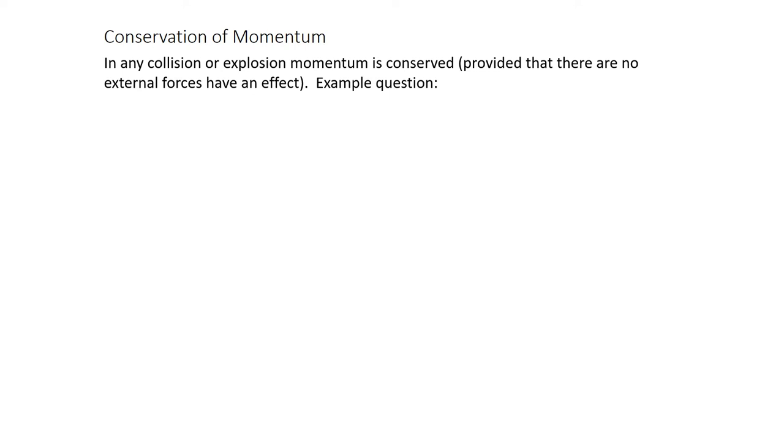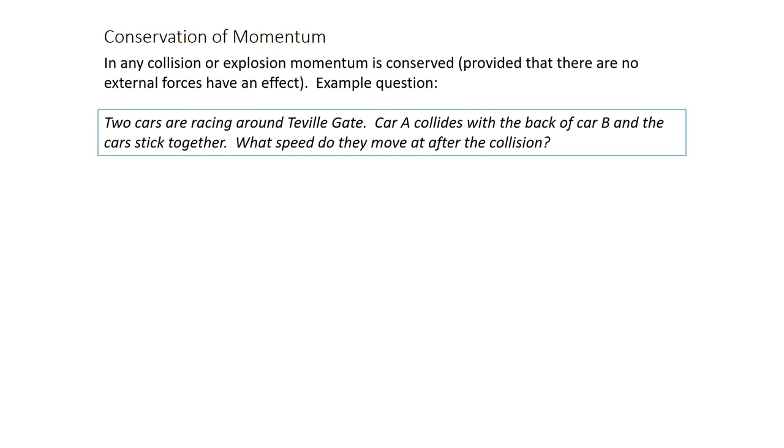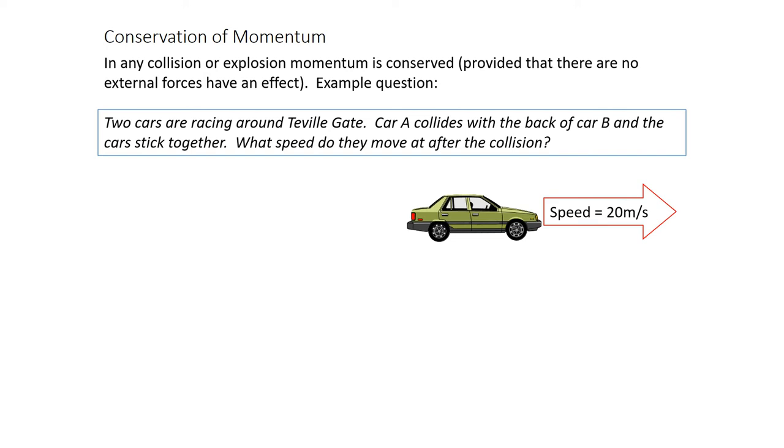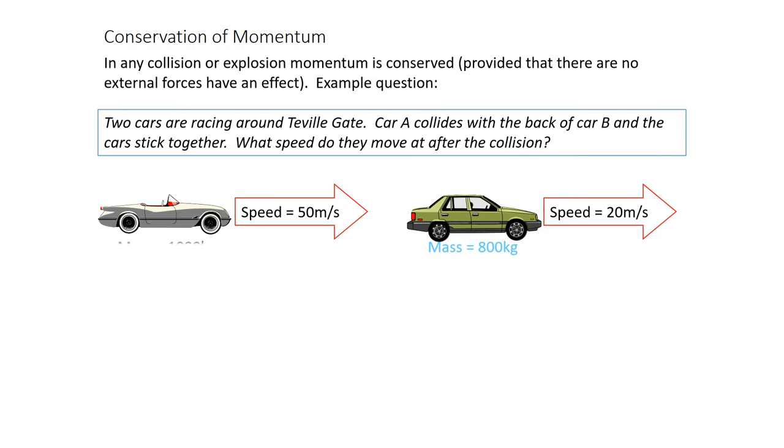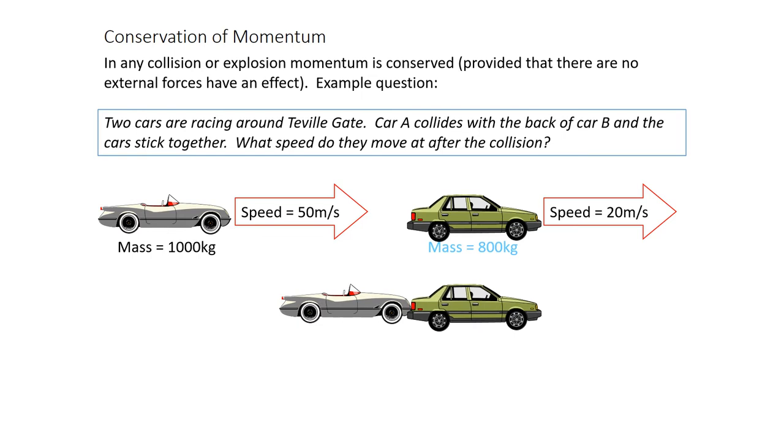Okay, so let's have a look at these example questions. Two cars are racing around the track. Car A collides with the back of car B and the cars stick together. What speed do they move at after the collision? Well, this is an attractive car. Green car A, speed of 20 metres per second, mass 80 kilograms. I think I prefer car B, but there you are. It has a speed of 50 metres per second and a mass of 1,000 kilograms. They then hit like that and rear-end each other. No pun intended. And we need to calculate their joint speed. Their mass collaboratively is 1,800 kilograms.